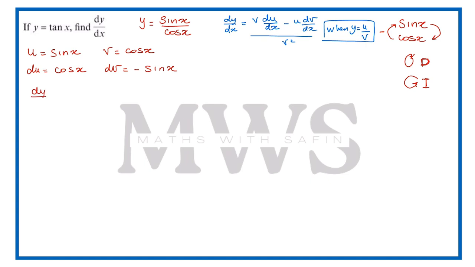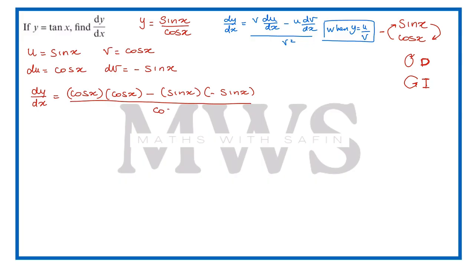So now that we differentiated them, let's substitute them back into the formula. My dy over dx simply becomes my v times du, so that would be cos x multiplied by cos x, minus, because it's a negative sign, my u, which is sin x, multiplied by my dv, which is minus sin x. And this is all over my v squared. My v squared is simply cos x all squared.